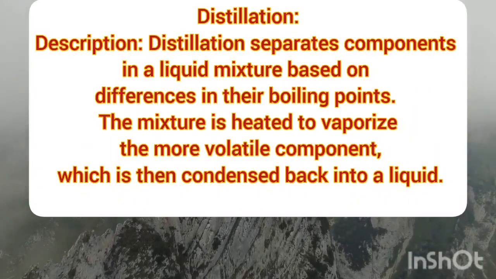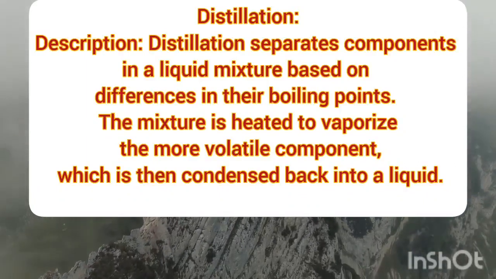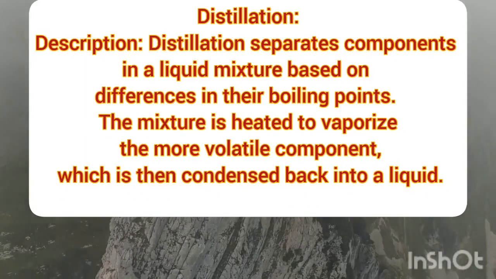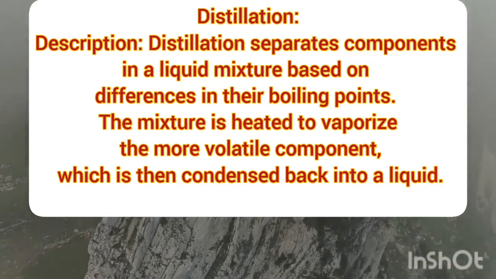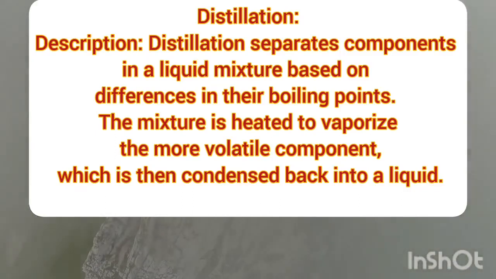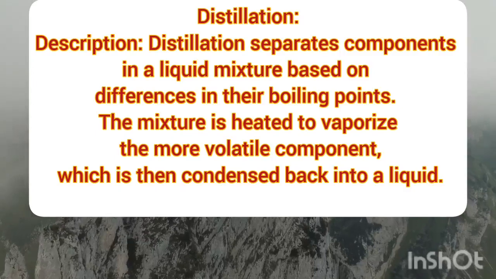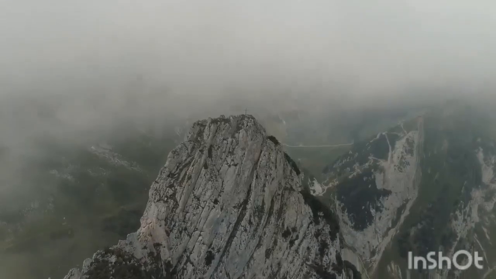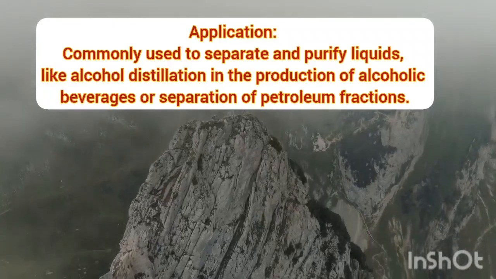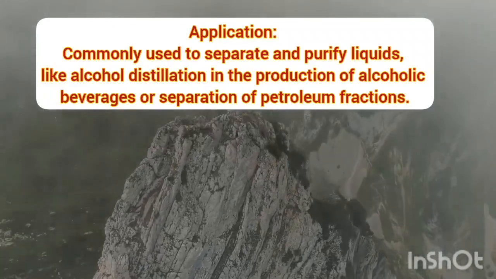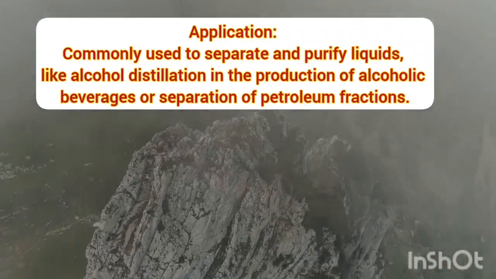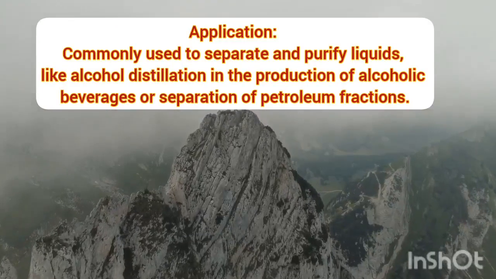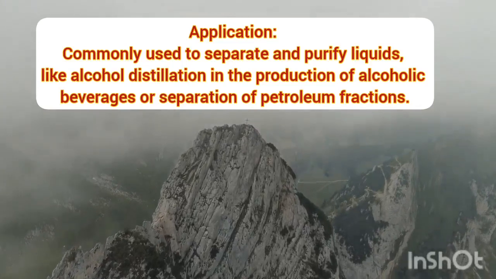Distillation. Description: Distillation separates components in a liquid mixture based on differences in their boiling points. The mixture is heated to vaporize the more volatile component, which is then condensed back into a liquid. Application: Commonly used to separate and purify liquids, like alcohol distillation in the production of alcoholic beverages or separation of petroleum fractions.